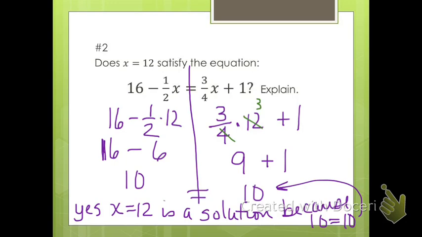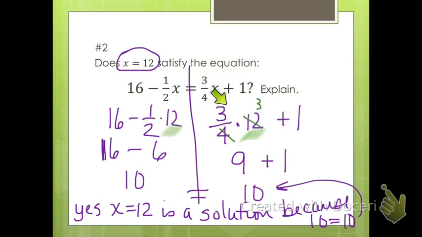Okay, here's my work for number 2. I have taken x equals 12 and put it in anywhere I see the variable. So that would be here and here. And I went ahead and used order of operations to evaluate each expression. The left-hand side, 16 minus 1/2 times 12. And I'm going to evaluate the 1/2 times 12 first because it's multiplication, of course. So 1/2 times 12 is 6, and 16 minus 6 is 10.